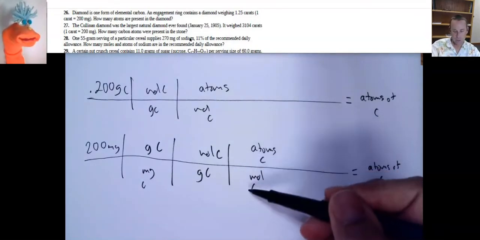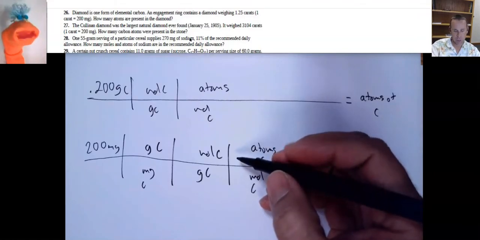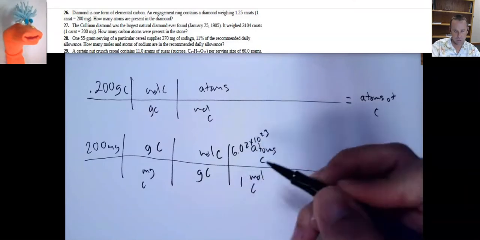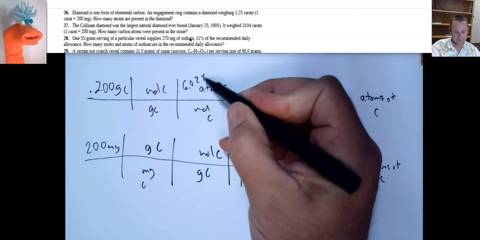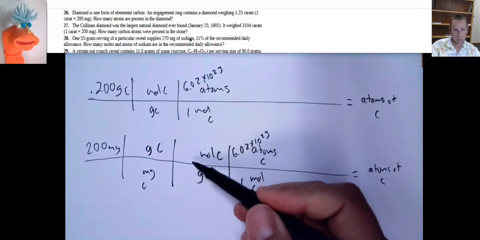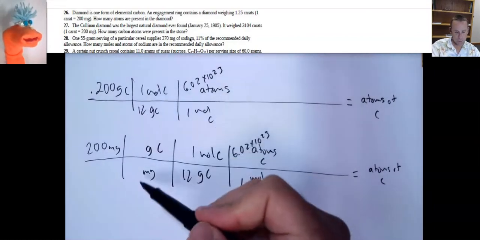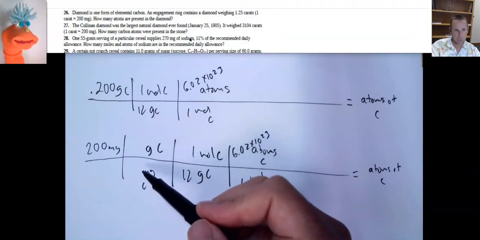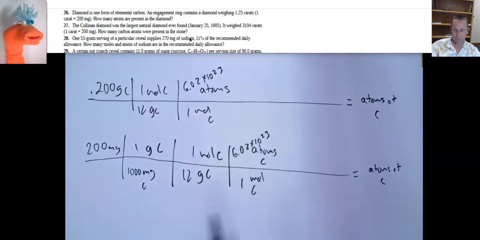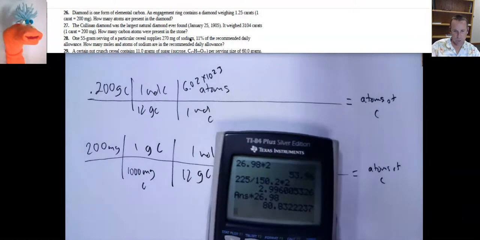All right. Do you know how many atoms of carbon there are in a mole of carbon? That's Avogadro's number, right? Yeah, it's 6.02 times 10 to the 23rd. And how about how many grams per mole? That's 12 grams per mole. That's on the periodic table, right? How about this one? Milligrams per gram? 1,000 milligrams per gram. Good. Okay, so both of these should give me the same answer here.